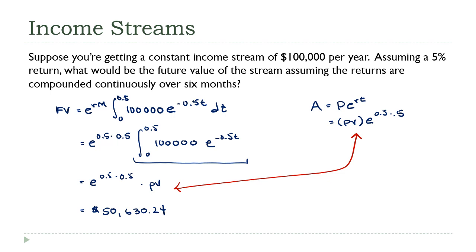Right, so that future value formula is great. If all you need is the future value, go ahead and use it. If for whatever reason you've already calculated the present value, then you can save yourself some trouble. You can just use this continuously compounded interest formula instead.